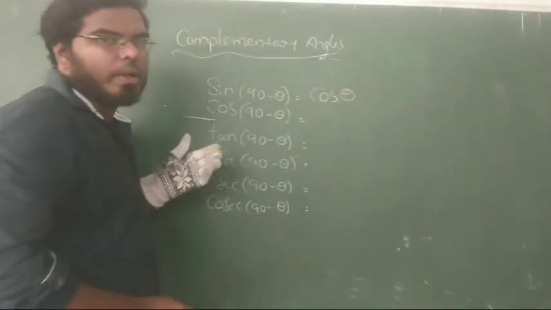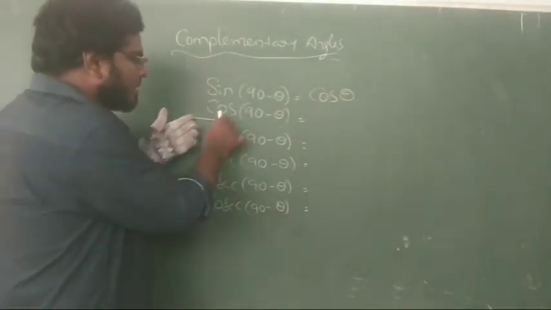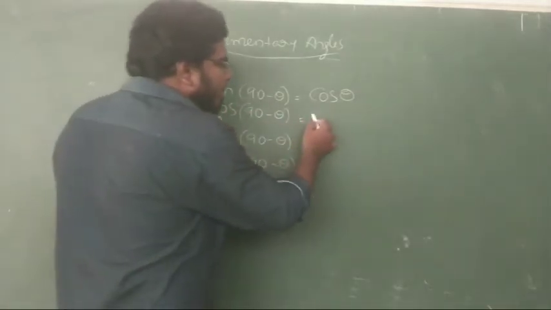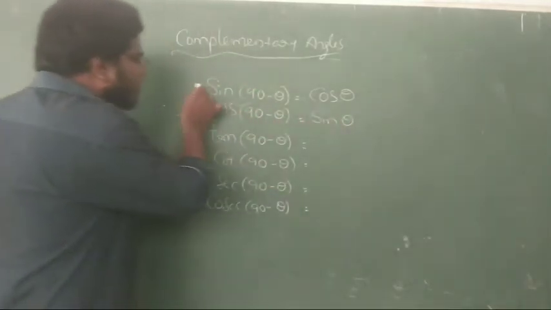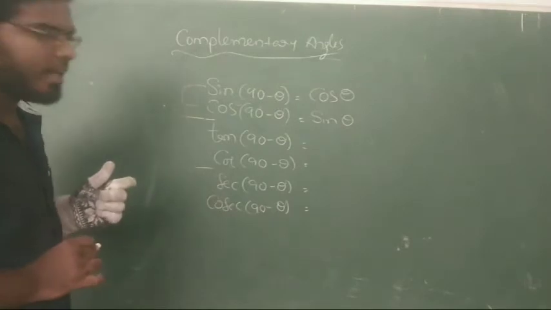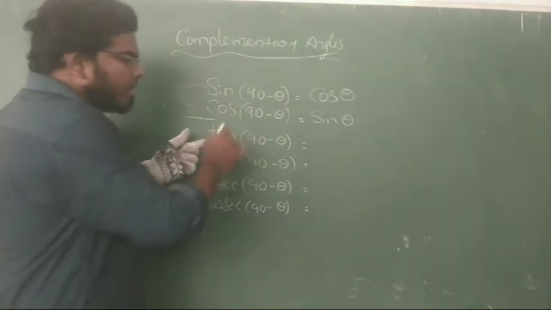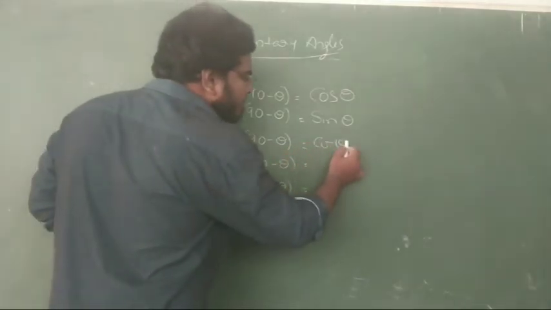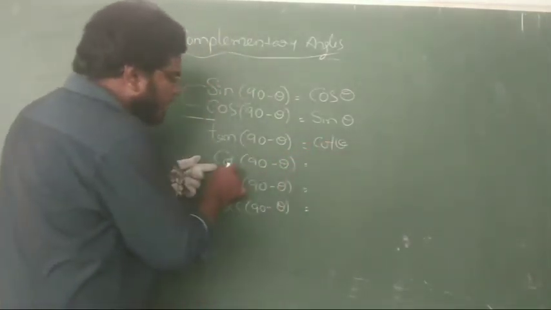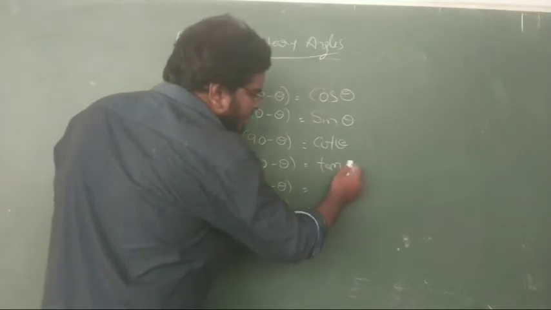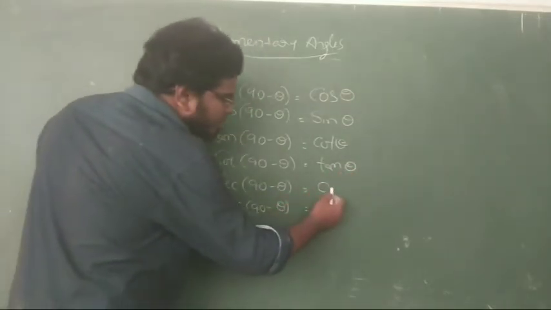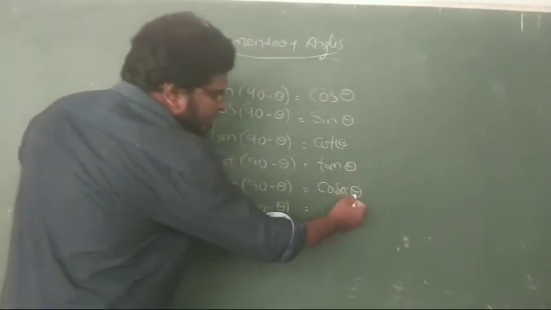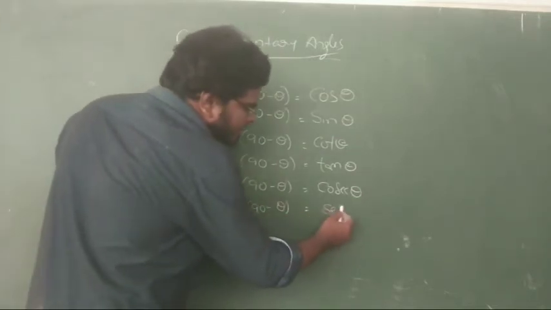Okay, now just understand like that. Cos becomes the sine, because I already told you these two are group members. Next, tan: when tan observes this 90 degrees, it becomes cot. Now cot becomes tan. Now sec becomes cosec theta, and cosec becomes sec theta.